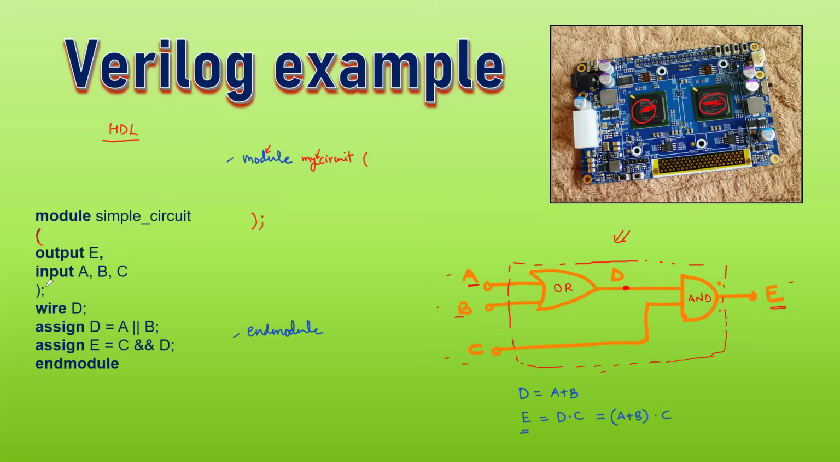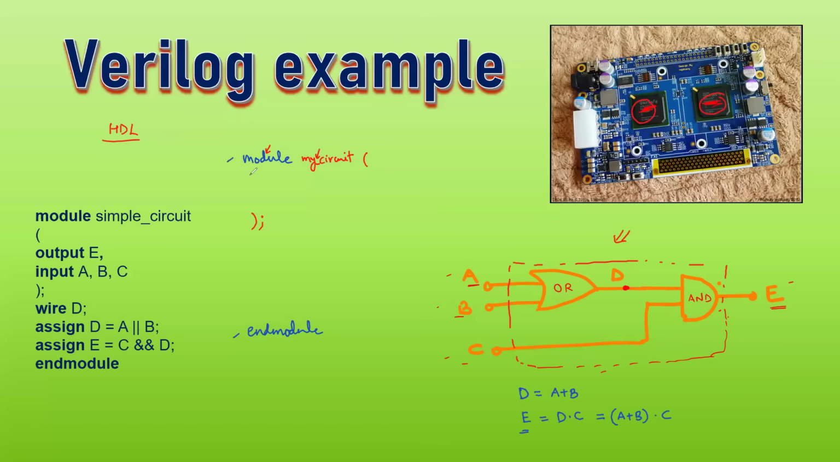Then I have used two parentheses and then a semicolon. In between the two parentheses, I have to define the output and input of my circuit. So what are the outputs? Output is only one, because D is the internal connection. So the final output is E, and the inputs are A, B, and C.